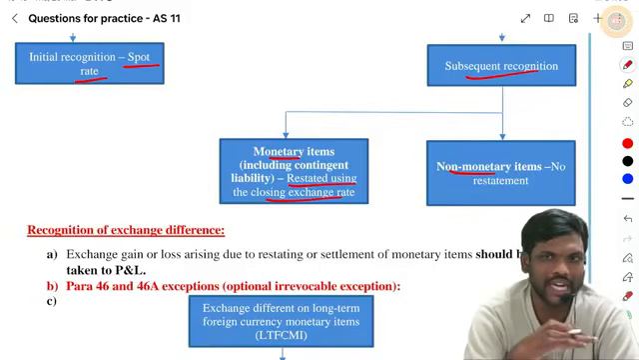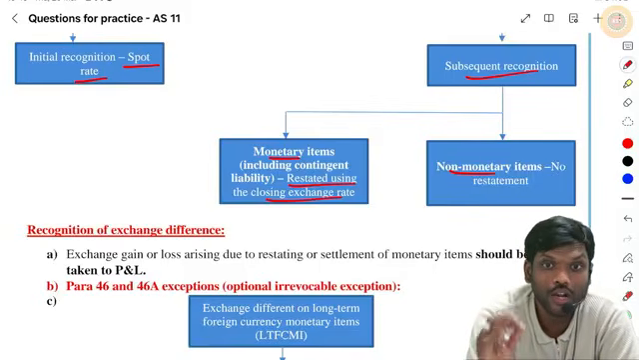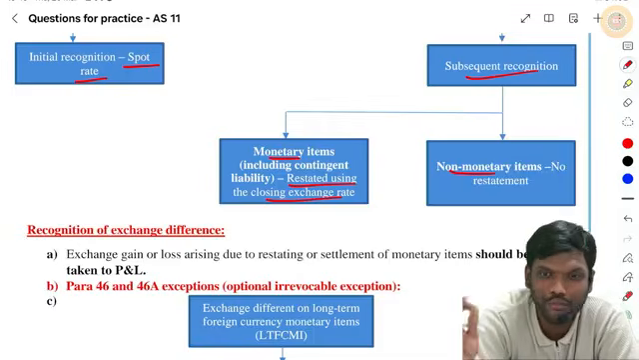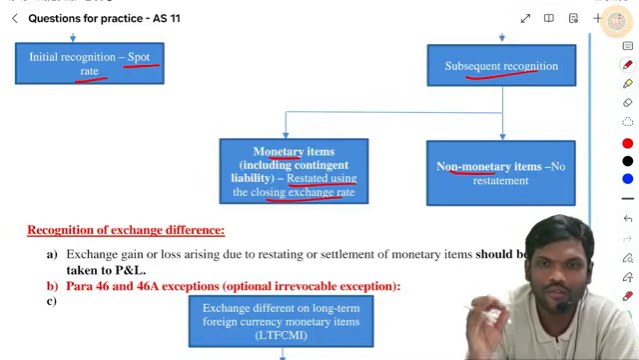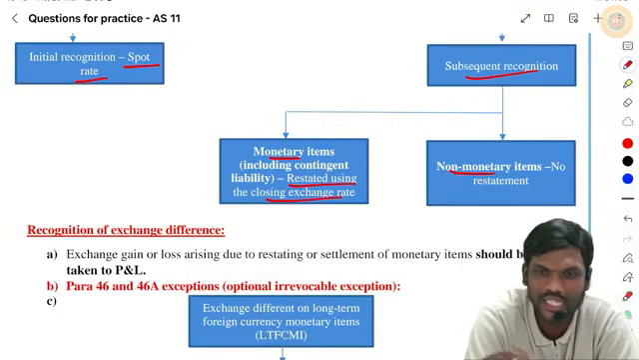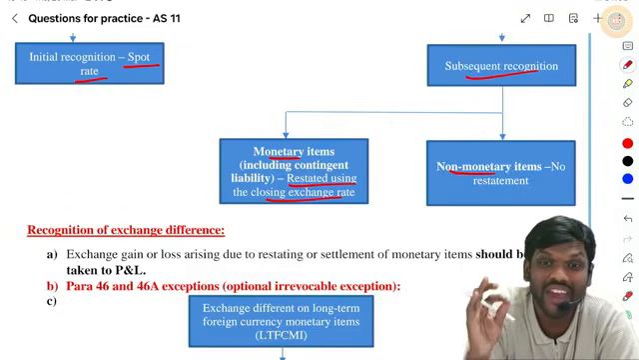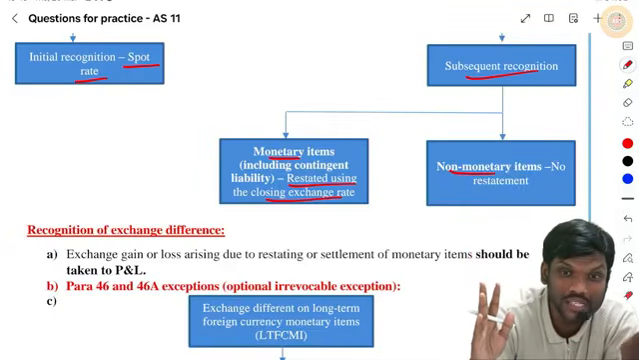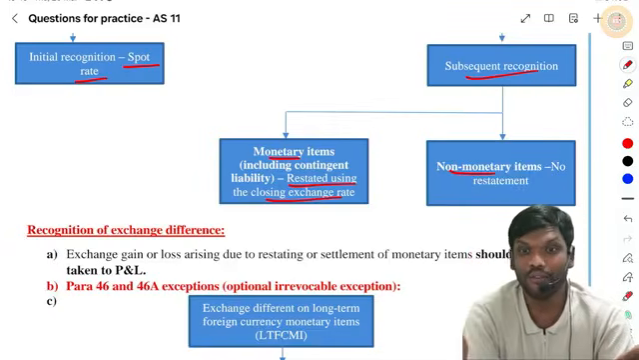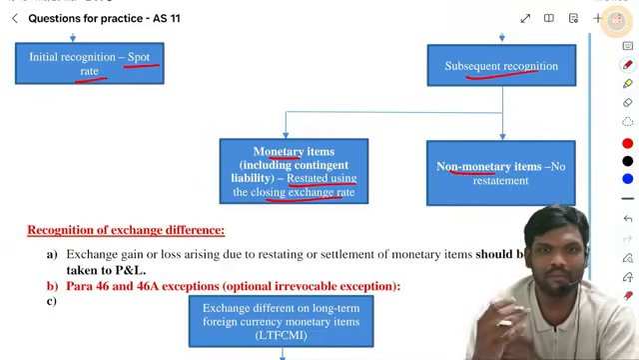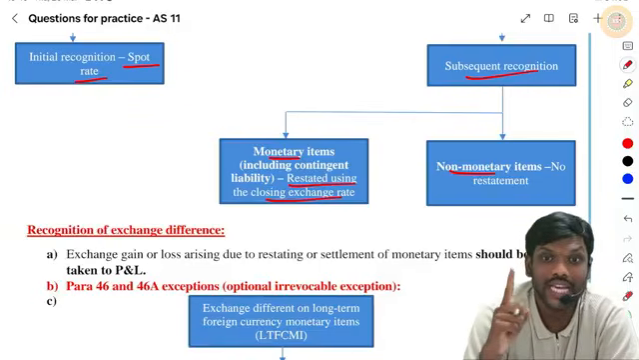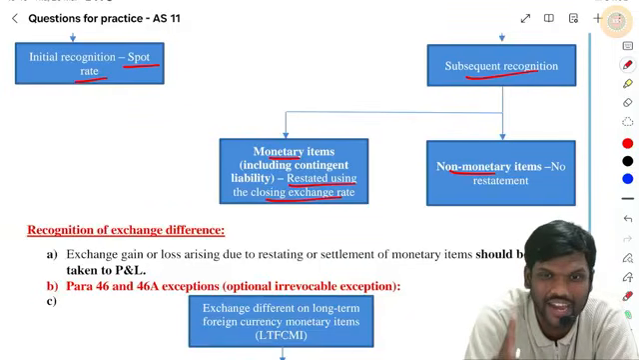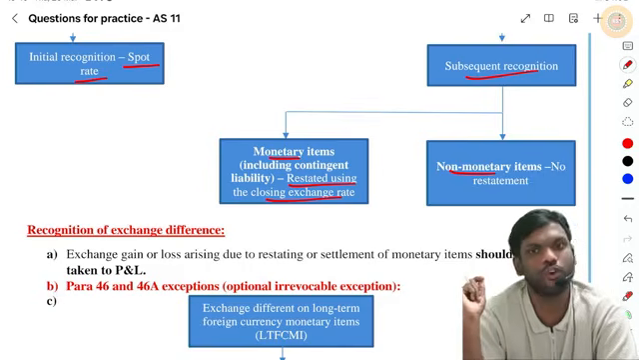On the balance sheet date, assume $1 became 85. So now for the same $1 lakh, if 85 is the exchange rate, you will receive 85 lakhs. So your debtor increases from 80 to 85. Your asset is increasing by 5 lakhs. That 5 lakhs is your foreign currency gain, which needs to be transferred to P&L.